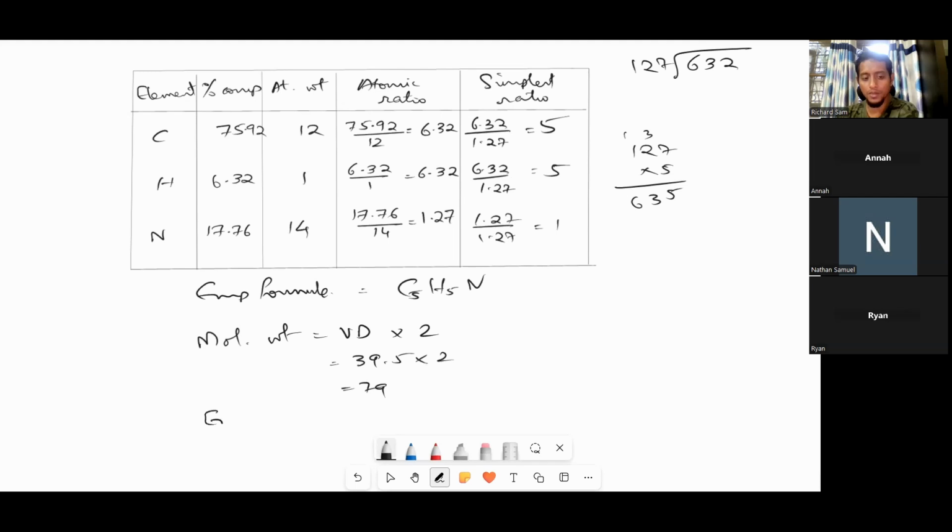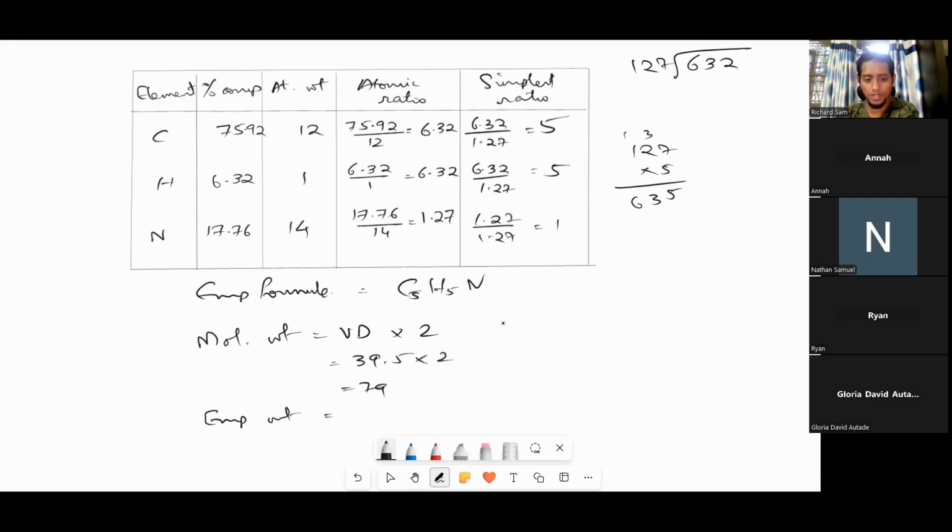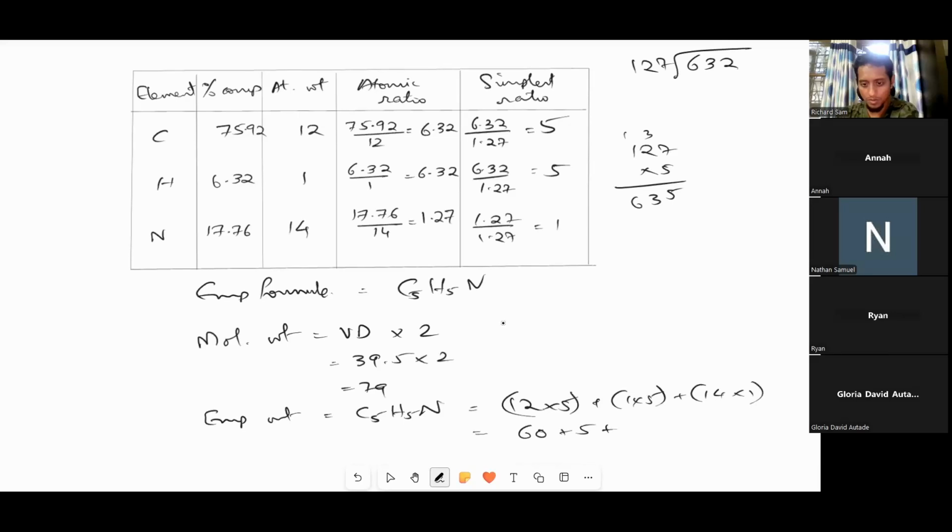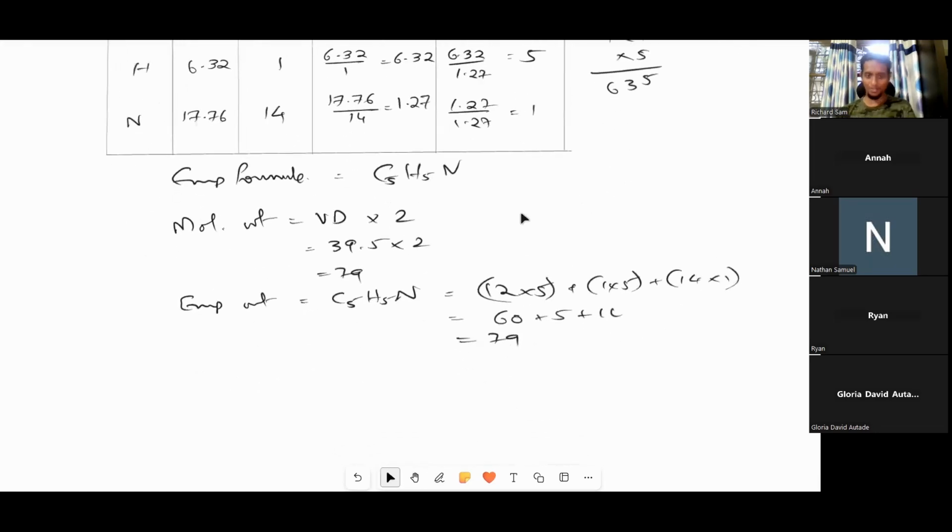Then we need to find empirical weight. Empirical weight is, for C5H5N, 12 into 5 plus 1 into 5 plus 14 into 1. So 60 plus 5 plus 14, which is 79. See, both are same. Molecular weight and empirical weight is same, which means the formulas are same. But anyway, you need to write it down. So you need to show it. N is molecular weight divided by empirical weight. It is 79 upon 79, which is 1.